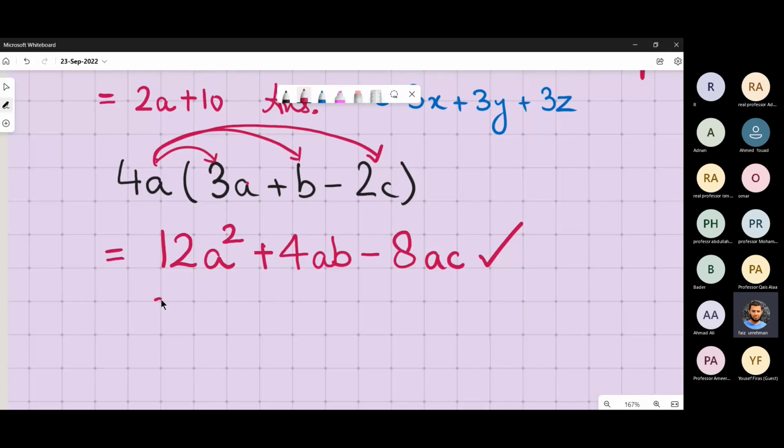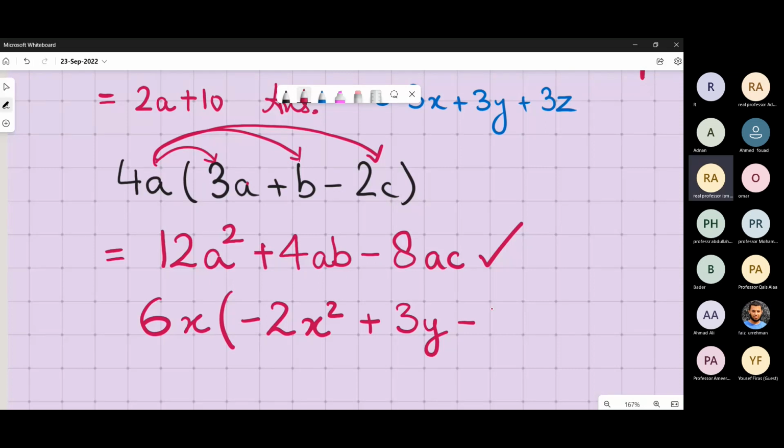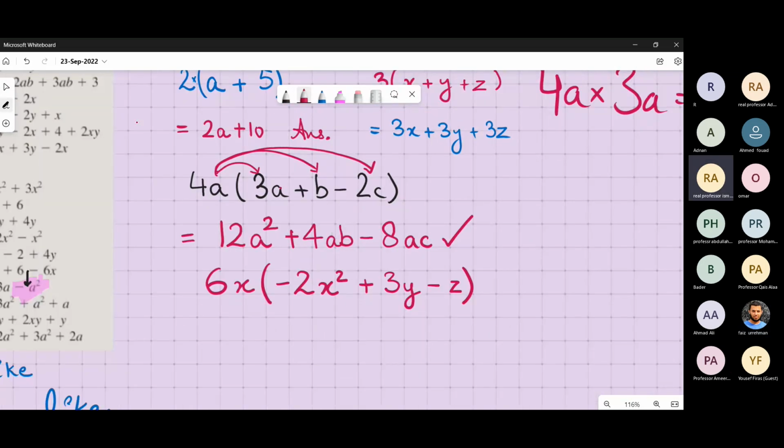I will ask you, like 6x outside the bracket and inside you have minus 2x squared plus 3y minus z. This is ultra hard. I can solve, let me try. Okay, you can try, but don't tell me the answer. I know the first part.